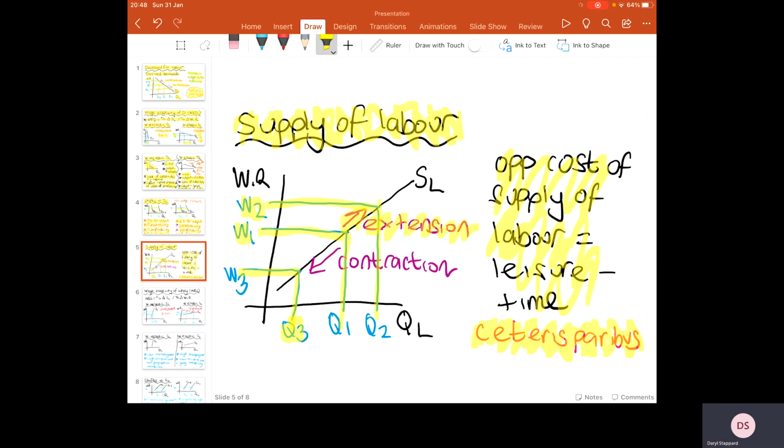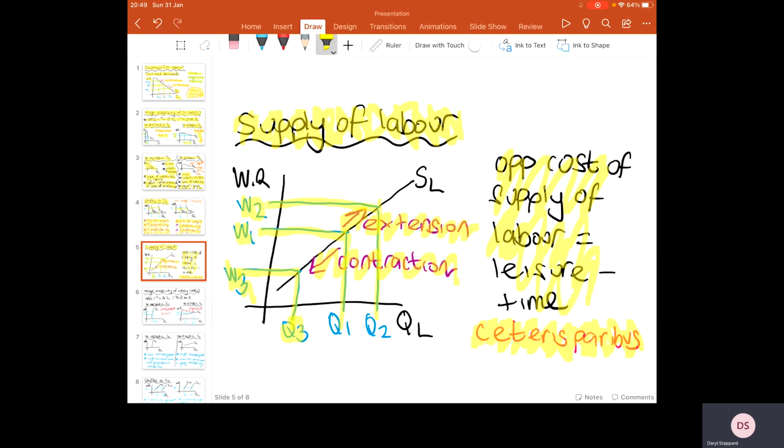So as wage rates grow, we're going to get an extension in supply because the opportunity cost of not working has increased. By sitting at home doing nothing or spending time with friends and family, enjoying your leisure time, you are sacrificing a higher wage rate. So more of us will become willing and able to give up that leisure time to go and get a job. But as wage rates fall, let's say from W1 to W3, the supply of labour will contract because the opportunity cost of not working has fallen. By staying at home, you're now sacrificing a smaller wage rate than you were previously. So more of us would value the leisure time over that now lower wage rate across the economy.